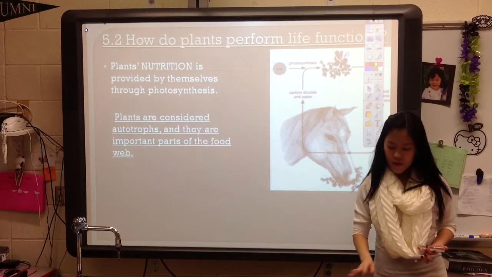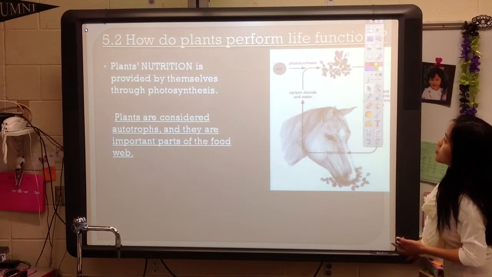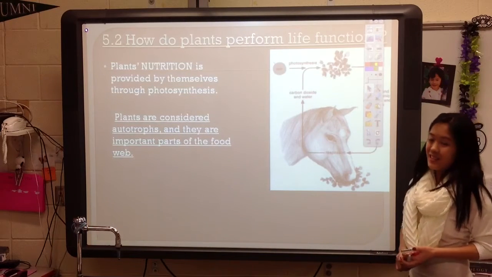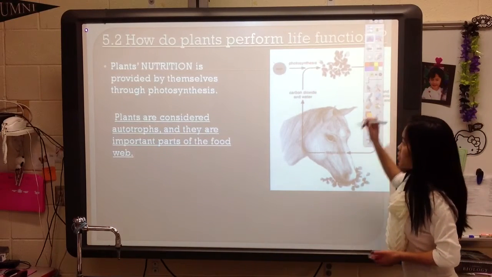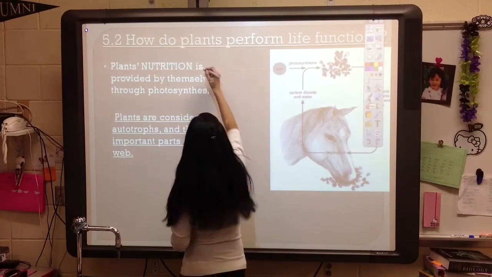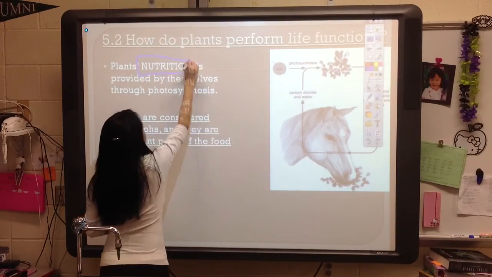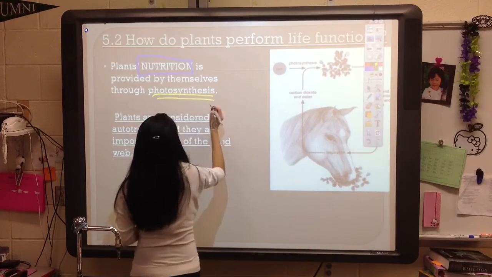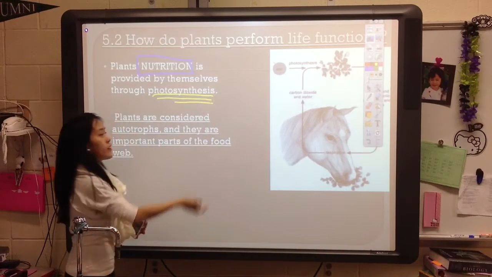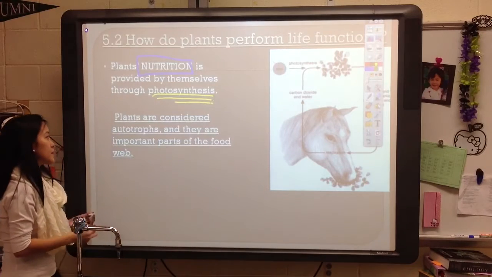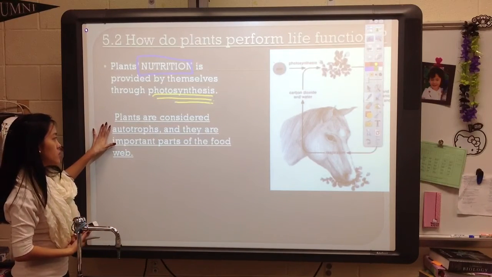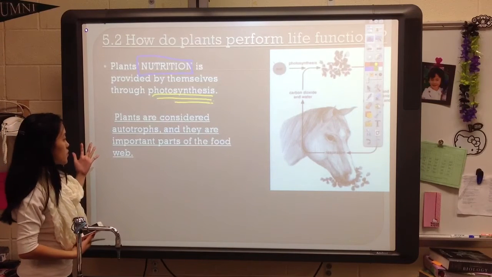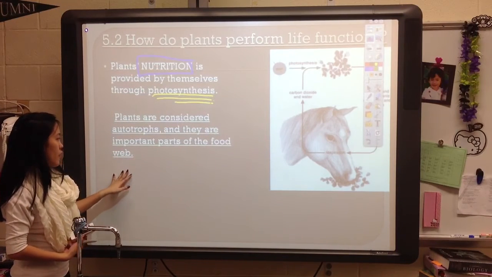The next bit of our notes is on nutrition, and nutrition is going to be going back to synthesis actually. For plants, our nutrition, or their nutrition, is going to be provided by the process of photosynthesis. So here you see the synthesis portion and the nutrition portion being related. And so plants are also considered to be autotrophs, which means they make their own food. And they are an important part of the food web.